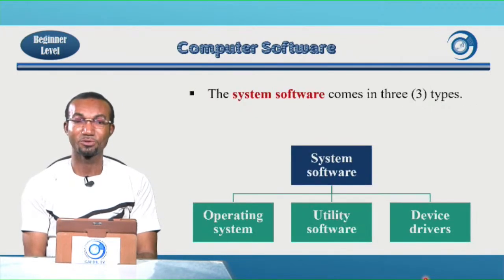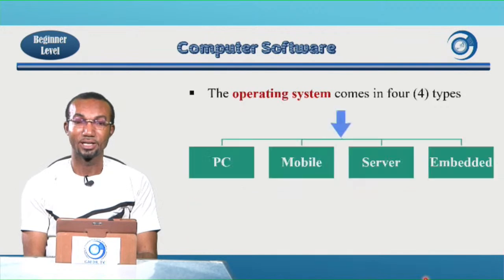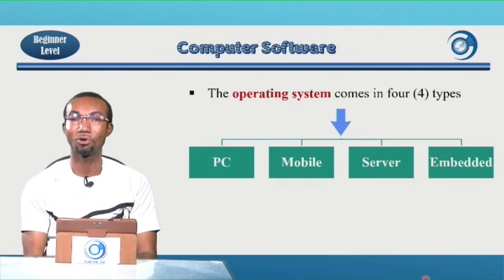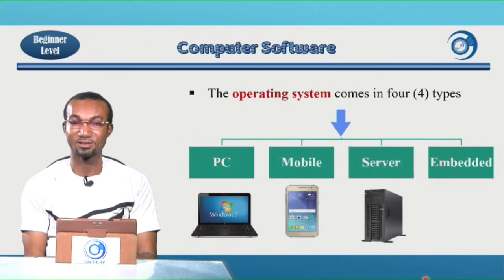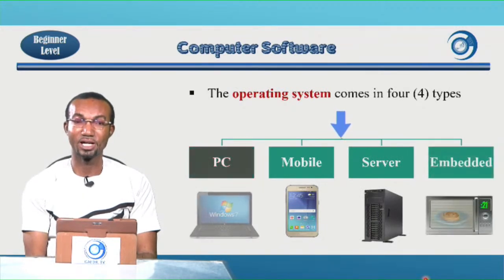And system software too, we have operating system software, we have utility software, we have device drivers. And for the purpose of this lesson too, we looked at operating system software. Then we looked at operating system too, and we said operating system also comes in 4 types. We have the personal computer operating system, we have mobile operating systems, we have server operating systems, we have embedded operating systems. And for the purpose of this lesson, we looked at personal computer operating systems.